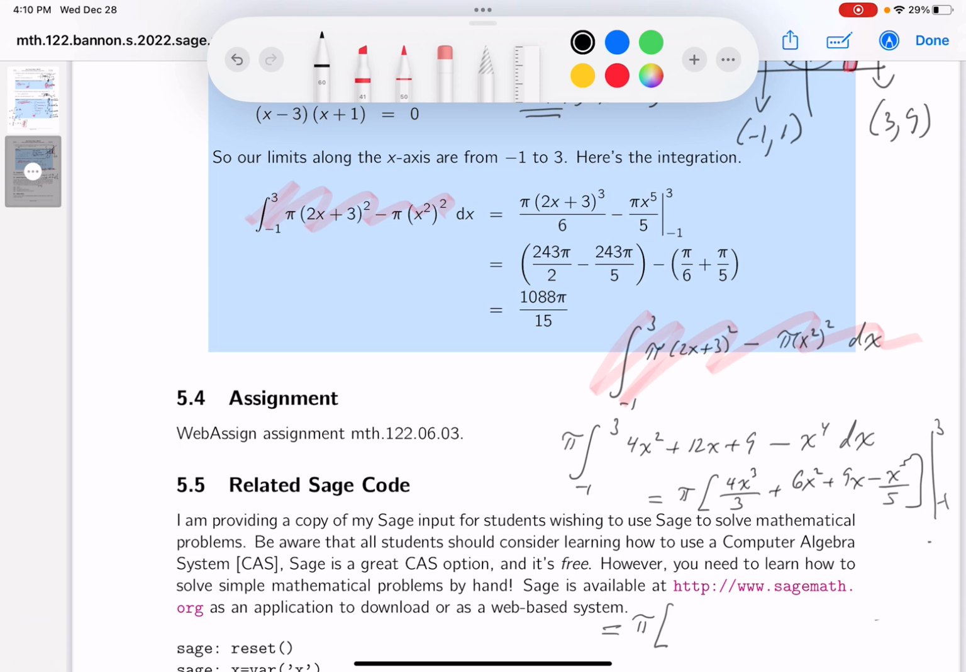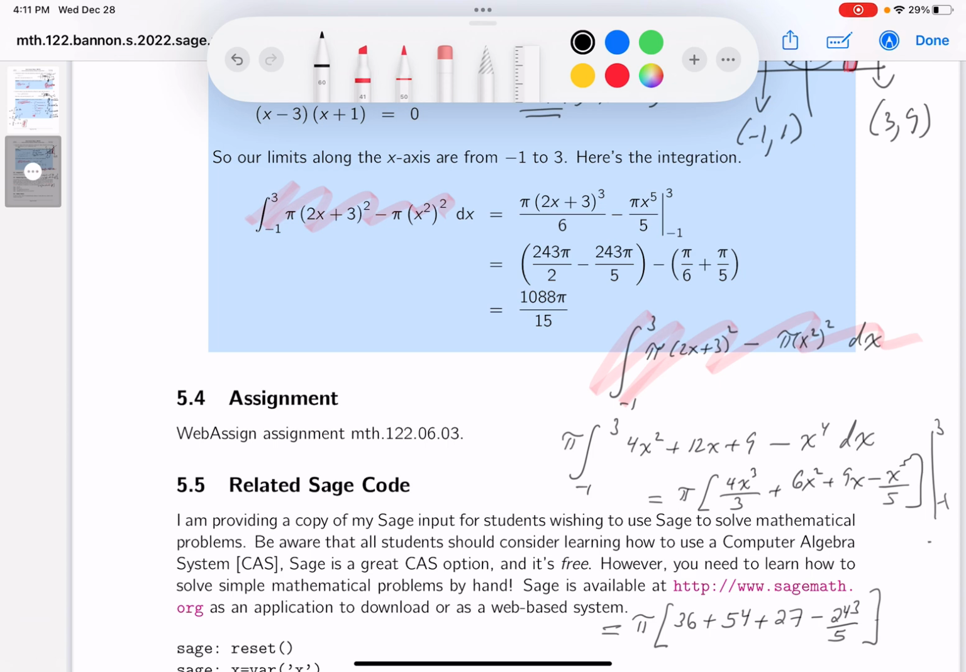We're doing the 3 first. So let's see, 3 cubed divided by 3 is 3 squared. 3 squared is 9. 4 times 9 is 36. Plus, we're doing 3 now. 3 squared is 9. 6 times 9 is 54. 9 times 3 is 27. And then minus, that's the 5th power, so it's 243 over 5.